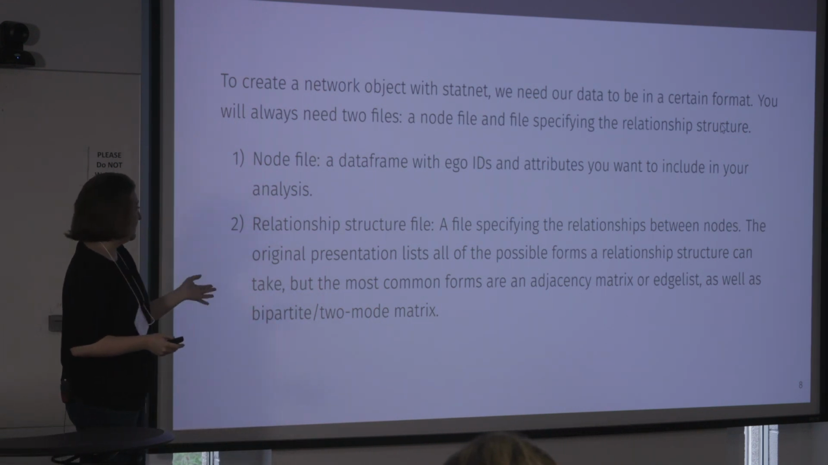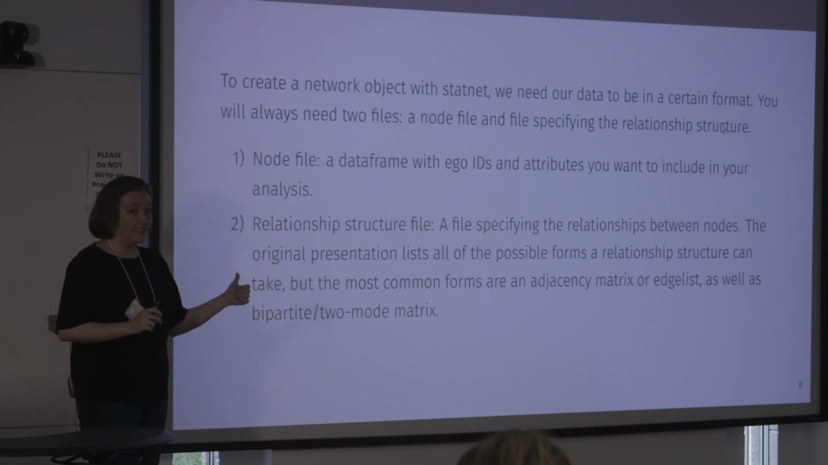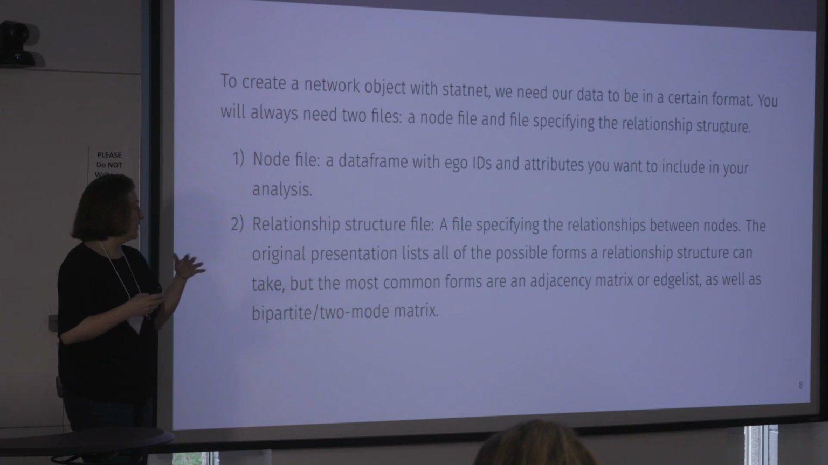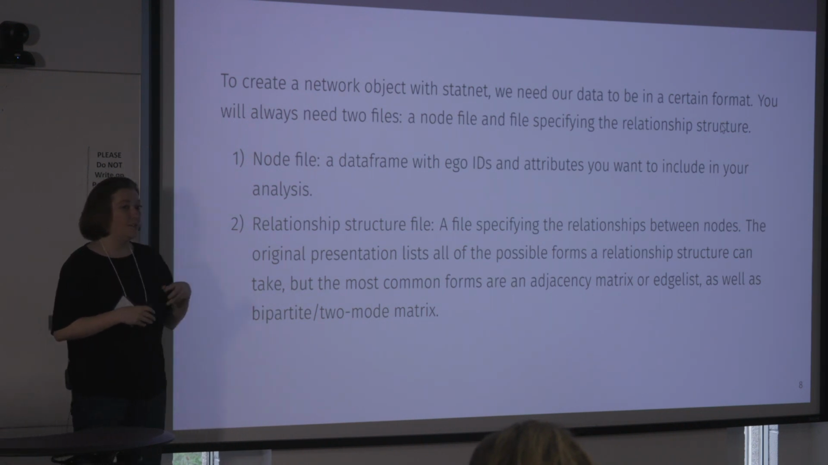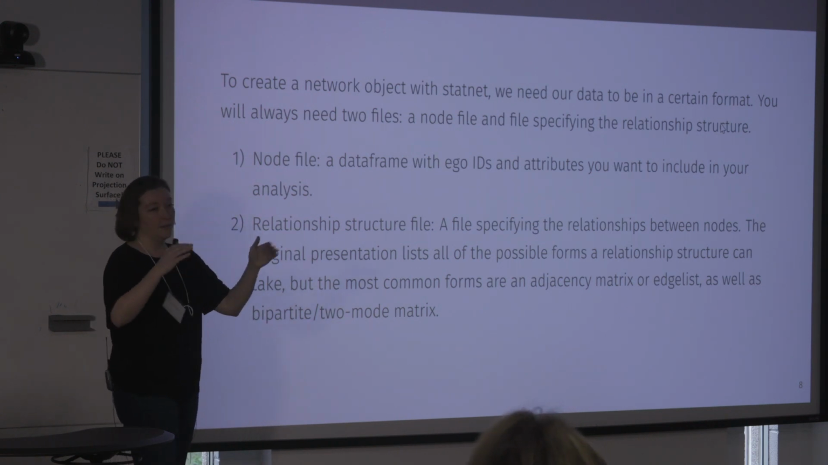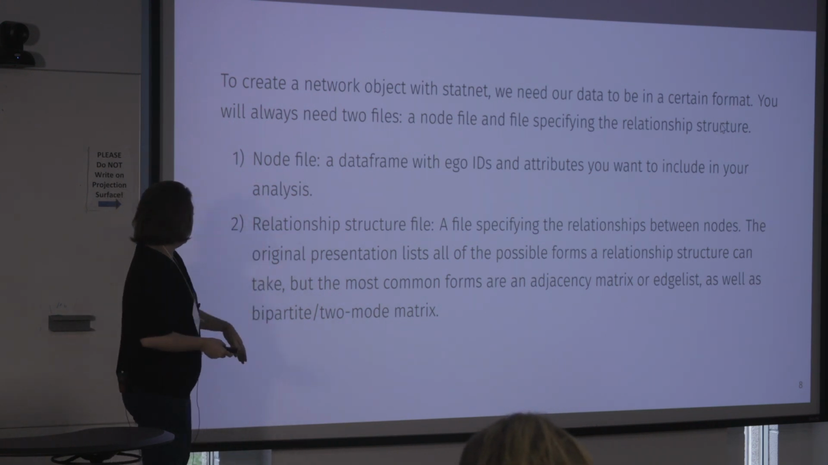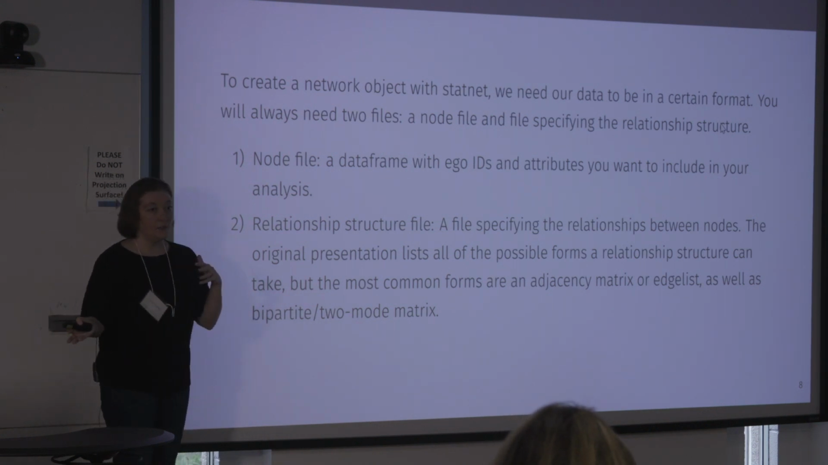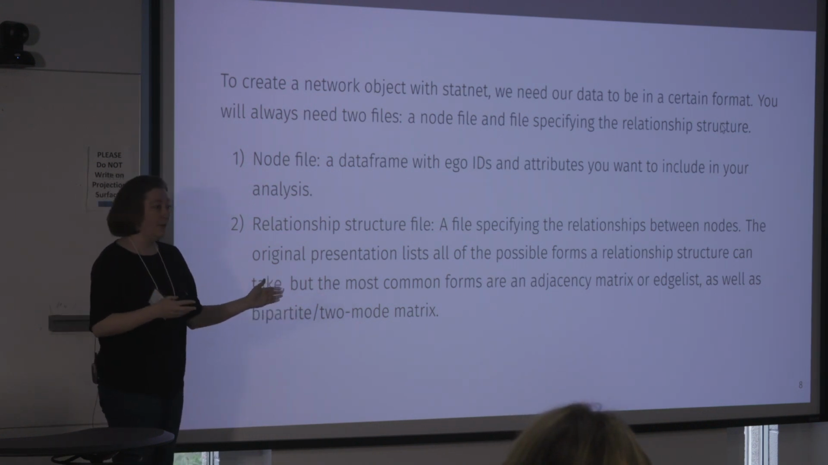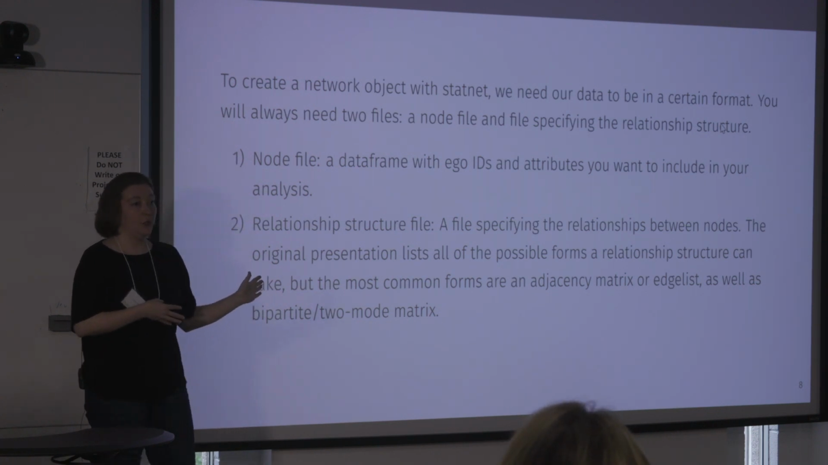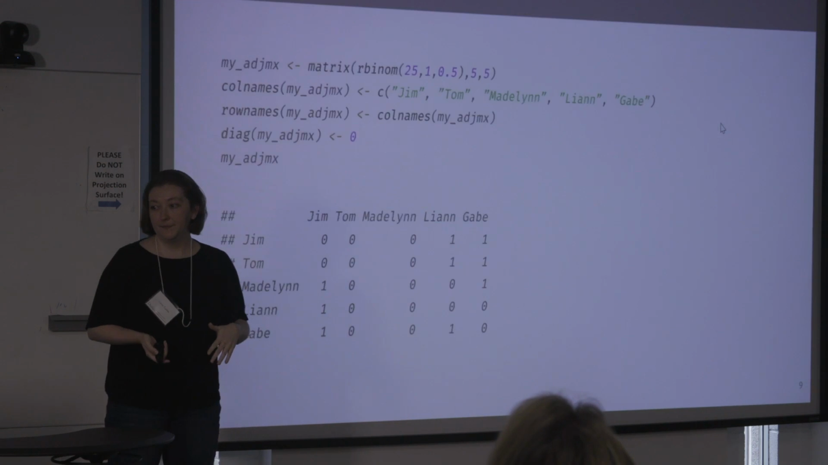The most common ones we see are the adjacency matrix and edge list or arc list that Jim showed you earlier, and I'll show you some examples. And then if you have two-mode network data, so people as a part of organizations, or something that has multiple levels, we would have a bipartite or two-mode matrix. So usually we take our original raw data set and create these two types of files to combine together in order to create our network object.